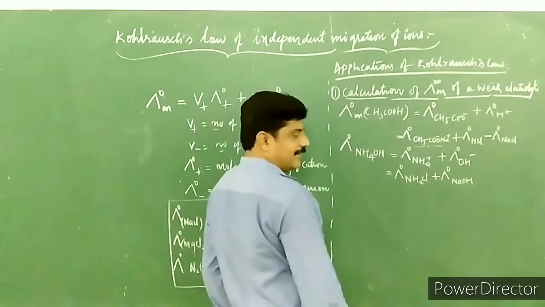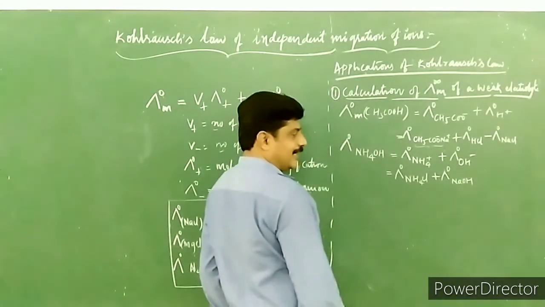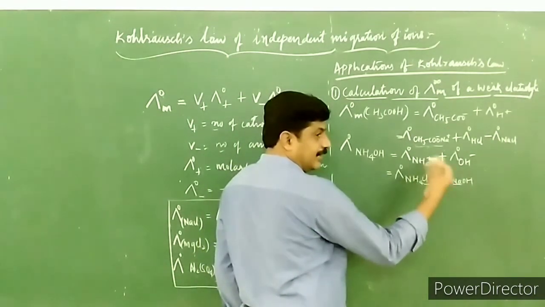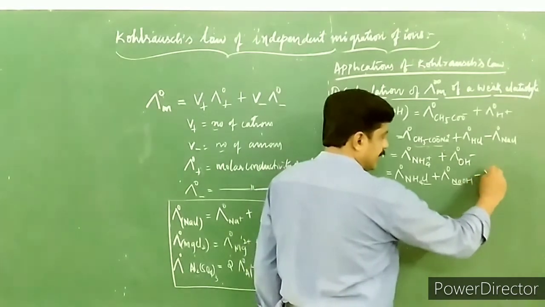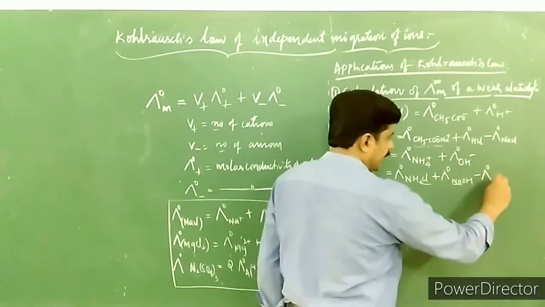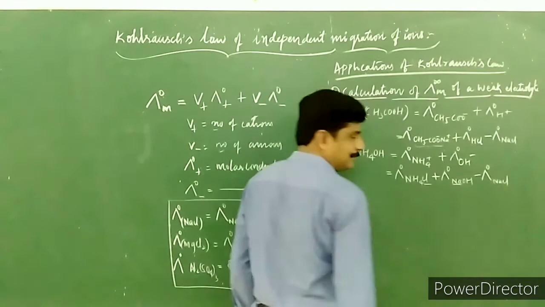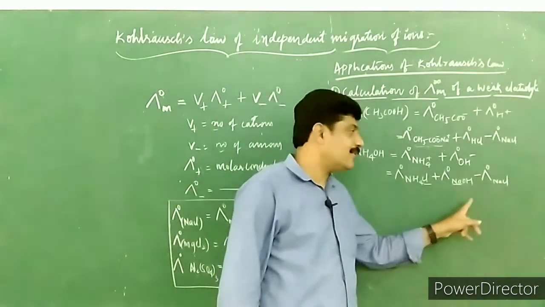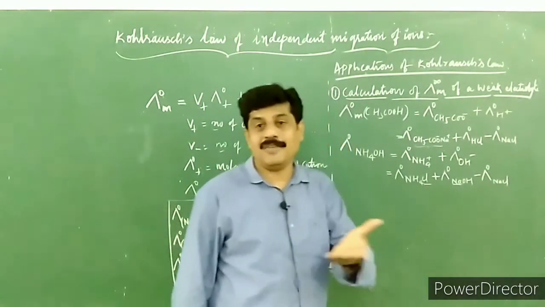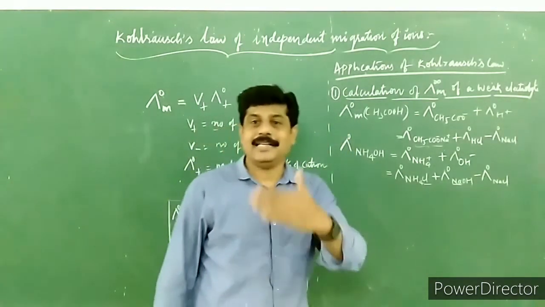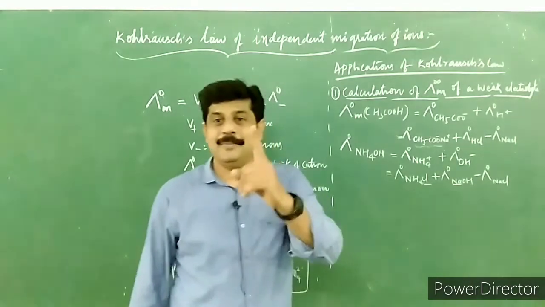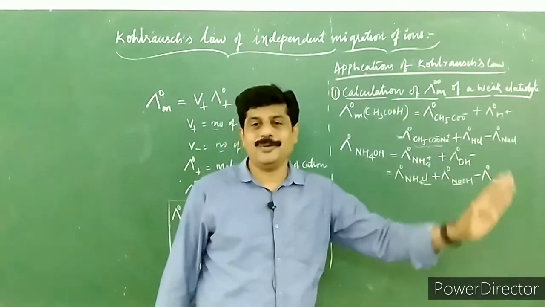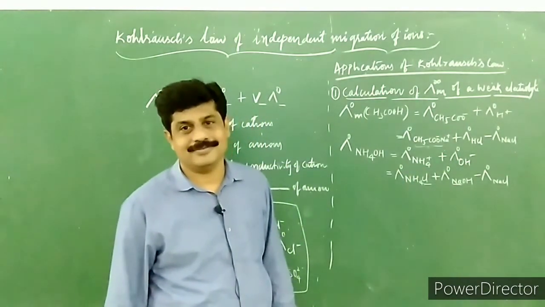Now, what is extra here? Children, what is extra? You can easily get it. Na is extra, Cl is extra. I need to remove that. What do I do? Minus limiting molar conductivity of NaCl. Ammonium chloride, sodium hydroxide and sodium chloride, all of them are strong electrolytes, and you can easily get the limiting molar conductivity of any strong electrolyte by extending the graph to zero concentration.